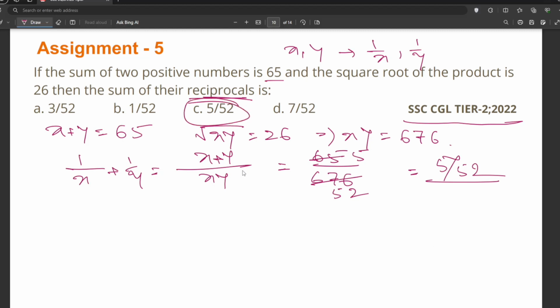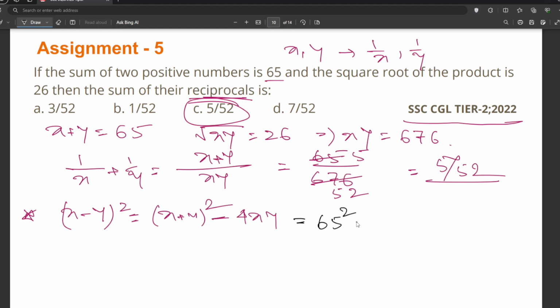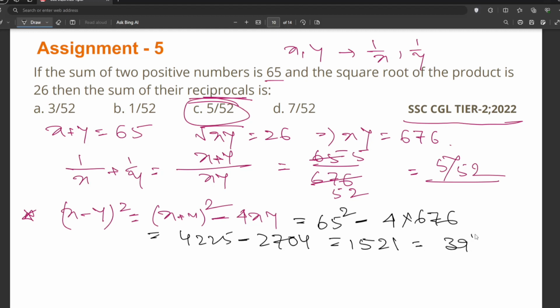This can be solved in different ways. At first, we have to find (x minus y) whole square. This is equal to (x plus y) whole square minus 4xy. (x plus y) whole square is 65 square minus 4 into 676. This is equal to 4225 minus 2704, which is 1521, and this is 39 square.